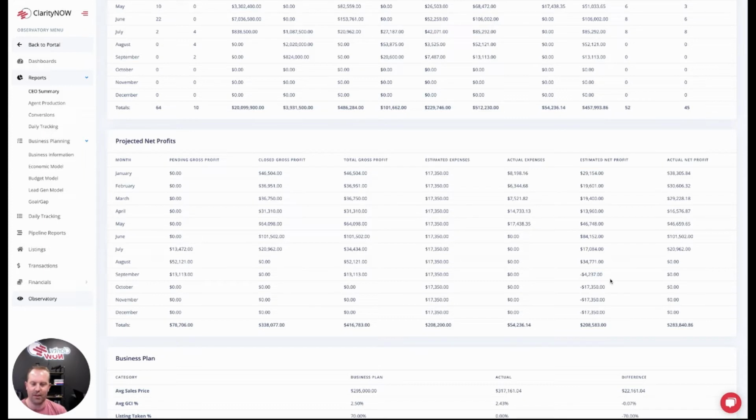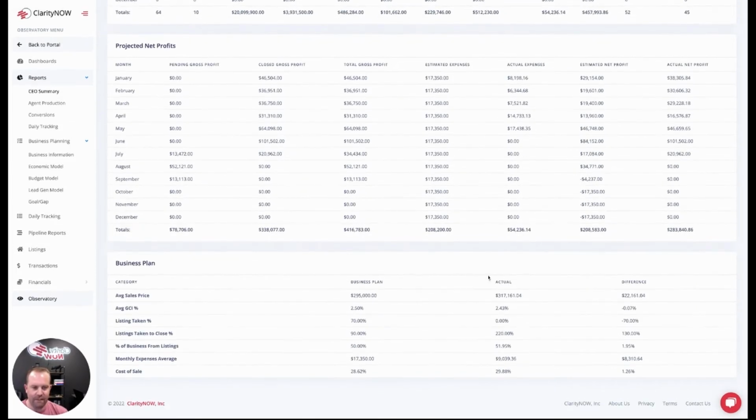So the business is in no danger of going out of business. However, we're going to be behind on Q3 of netting the number that we wanted. If I look down here, I suspected that the average sales price was higher, and I'm right. The average sales price is supposed to be $295. They're at $317. So we're doing well on the average sales price.